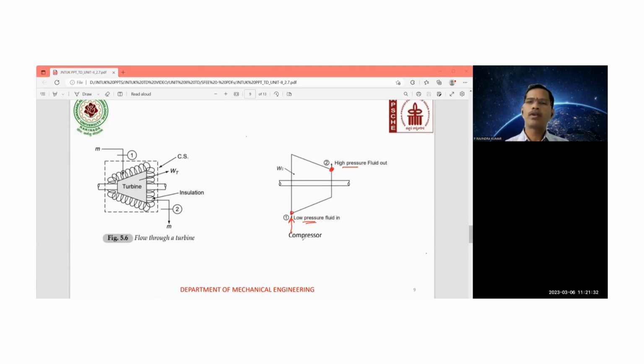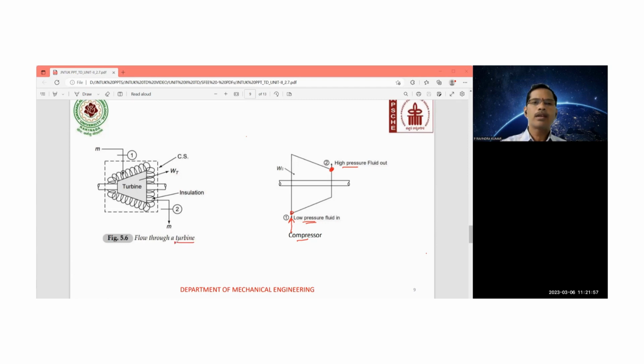When you talk about the compressor, there are various varieties of compressors: the reciprocating compressor, rotary compressor, axial compressor, and centrifugal compressor. But whatever the compressor may be, you need to apply the steady flow energy equation. In the same way, here observe the inlet part and outlet part of the compressor.